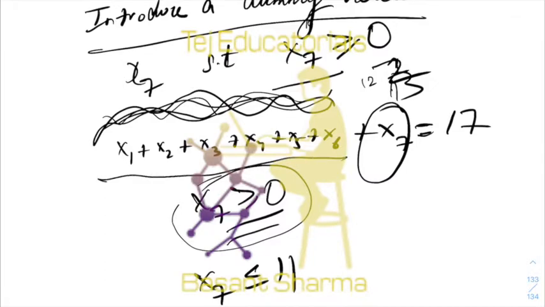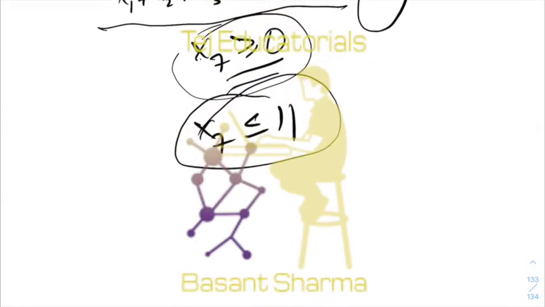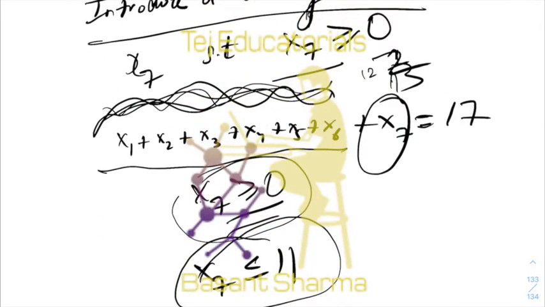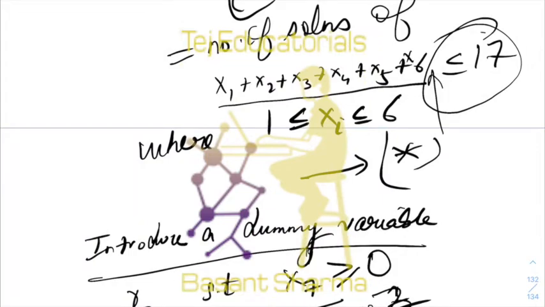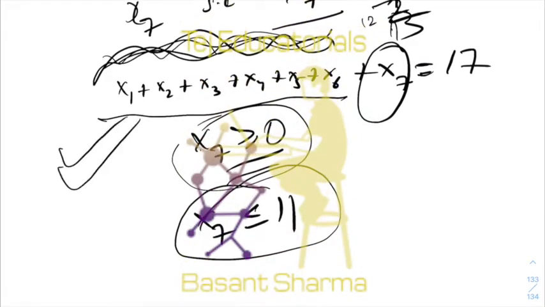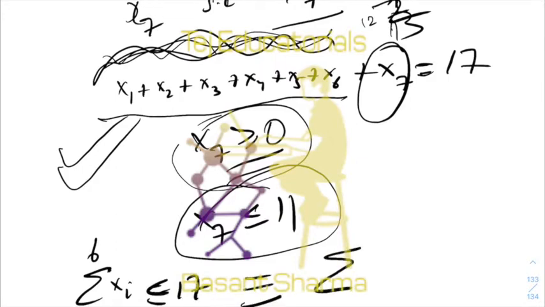Okay, so x7 can take a maximum of 11 as the value, but that is irrelevant. You will see for yourself. You see, now you will see in a moment, but for now what is important is this: the number of solutions of this equation, the star, is the same as the number of solutions to this equation. The number of solutions to summation xi, i equal to 1 to 6, less than or equal to 17, is the same as the number of solutions to summation xi, i equal to 1 to 7, equal to 17, where x7 is now the dummy variable.